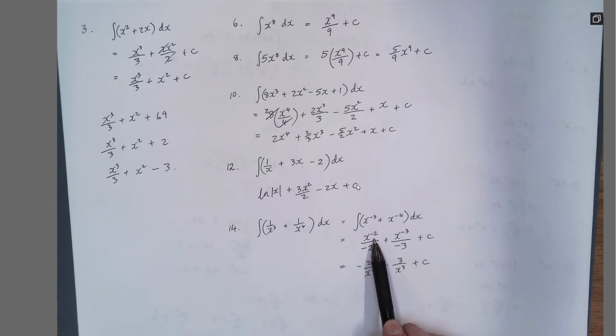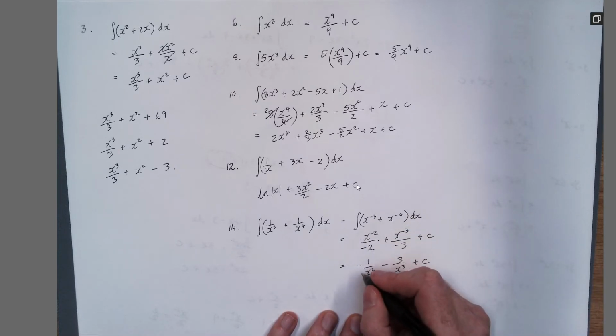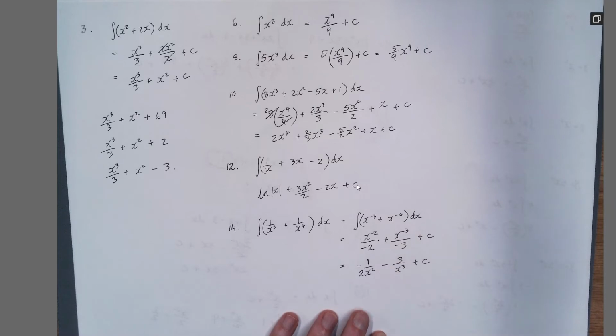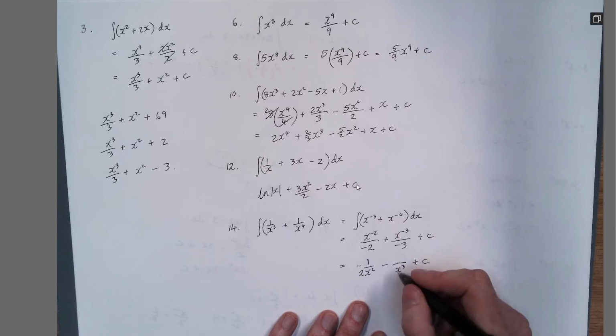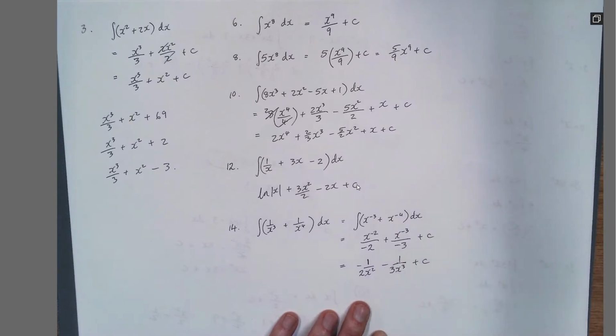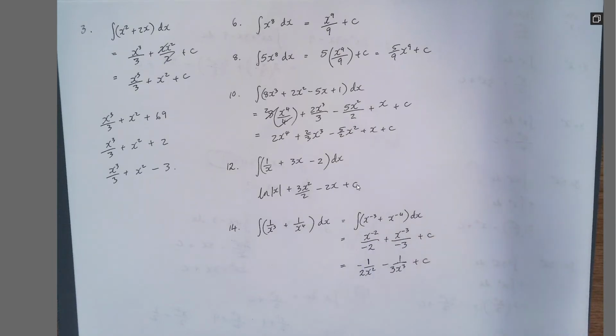Actually, it should be 1 over 2x squared and 1 over 3x cubed with minus signs. Minus 1 over 2 times x to the minus 2, which is 1 over x squared, gives 1 over minus 2x squared. Yes, it is correct.